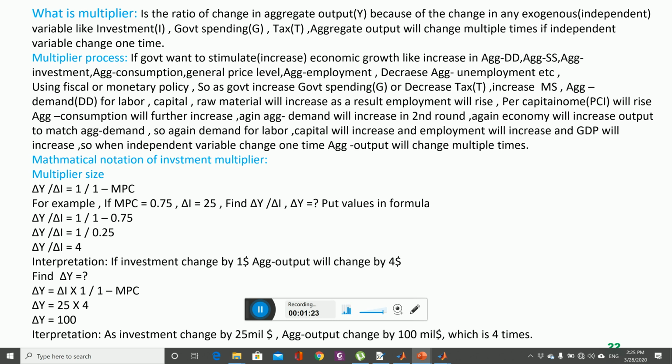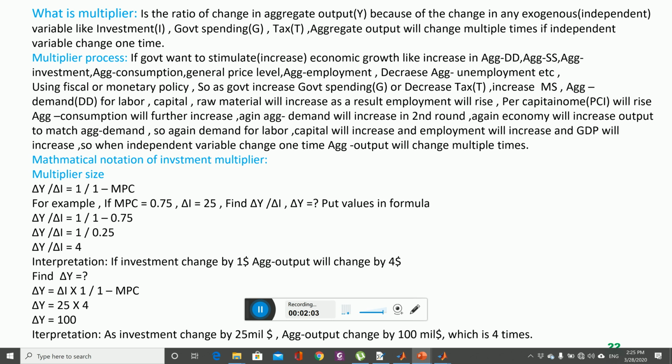Multiple times change in output because of one time change in any independent, any exogenous macroeconomic variable, as I mentioned. Macroeconomic variables that are used as independent, like investment, like government spending, like taxes. Now, how is this possible? Multiplier process, as I told you and as mentioned in the slides, means output will change multiple times if one time investment or G or taxes change.